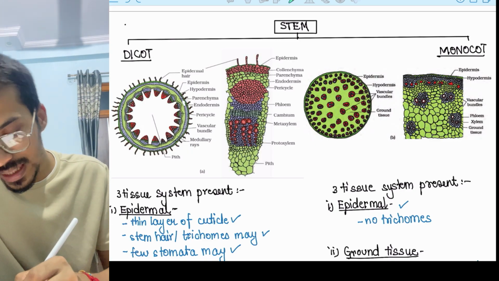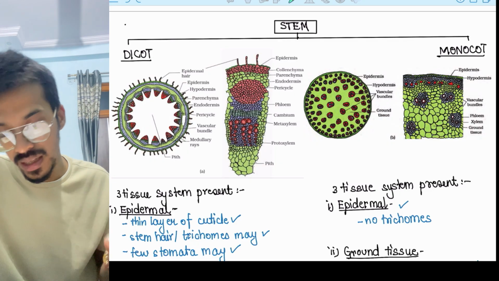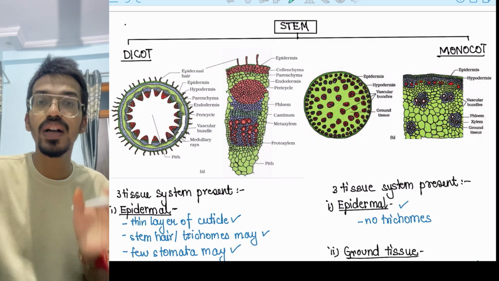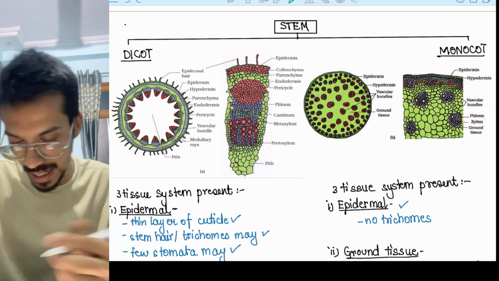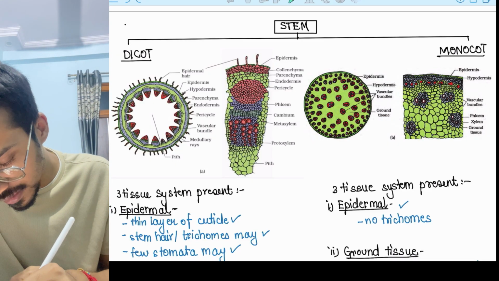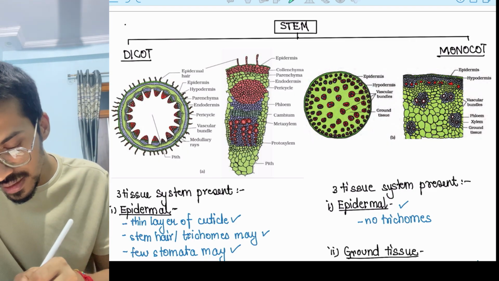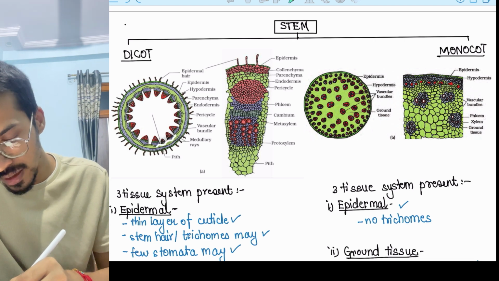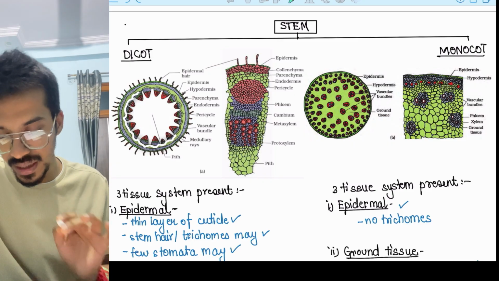Then there is the presence of your general cortex. This general cortex has a little bit of patches of sclerenchyma, but most of them are parenchymatous. Then comes this layer, endodermis, which is a little wavy in appearance. This is a characteristic thing present over here, that the endodermis is wavy in appearance.